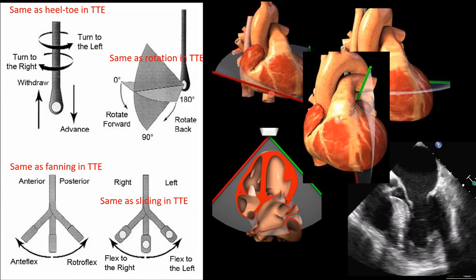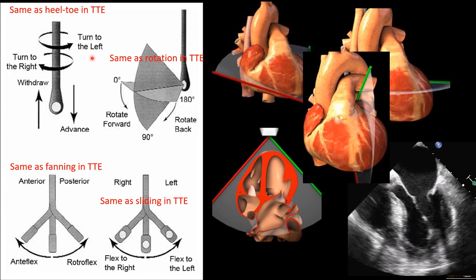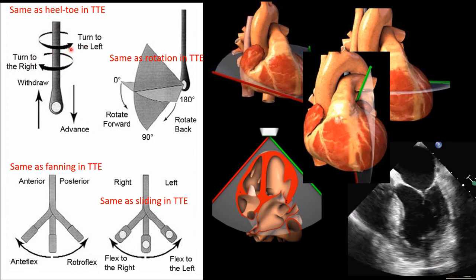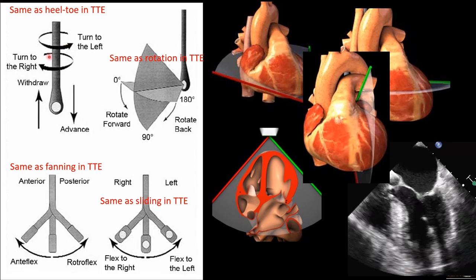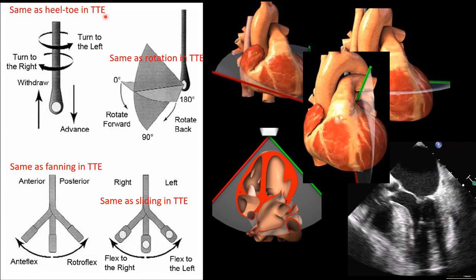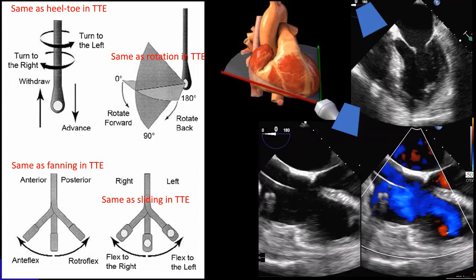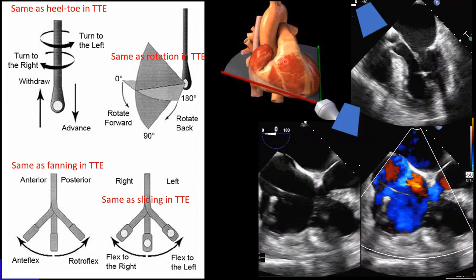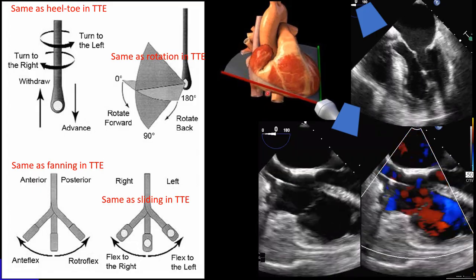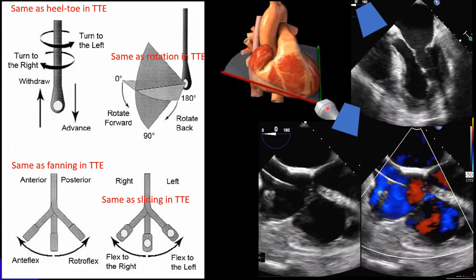Now, let's see one maneuver. I want to show how important this other maneuver is, turning the probe clockwise or counterclockwise. The effect of this maneuver is the same as the heel-toe in the TTE. What does that mean? As you remember, in apical four chamber, if we want to get a right ventricle focus view, do you remember that clip? We just slide a little or just toe.